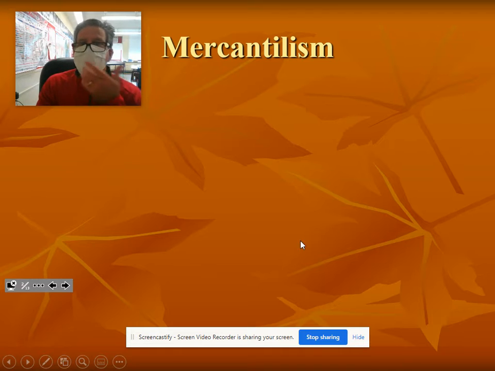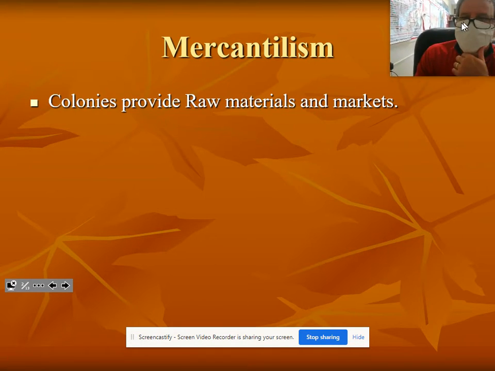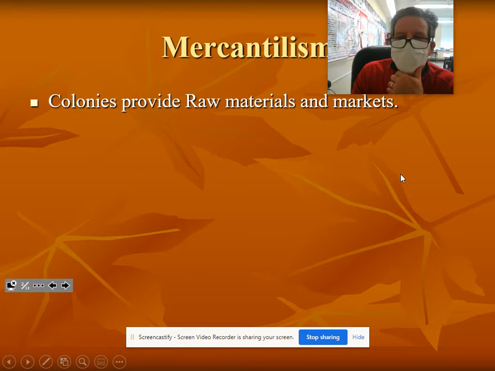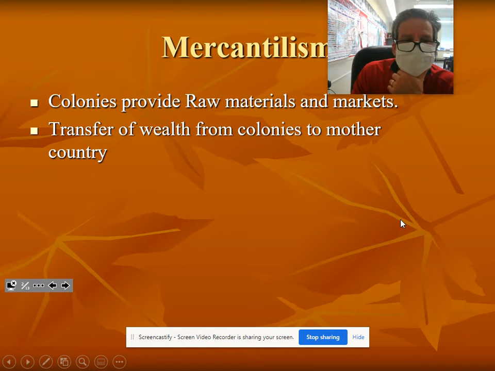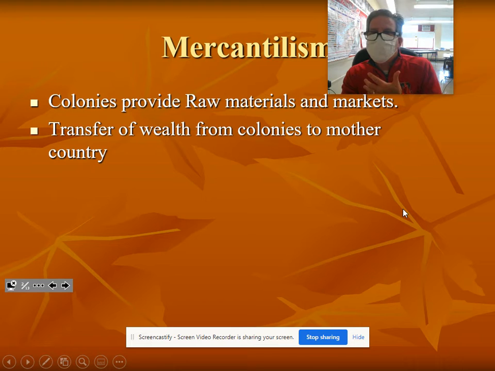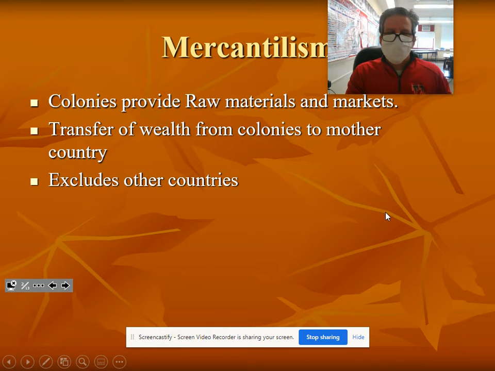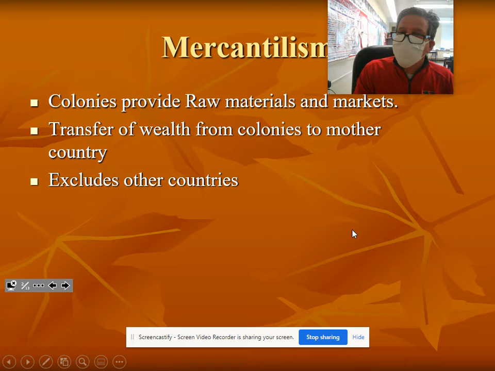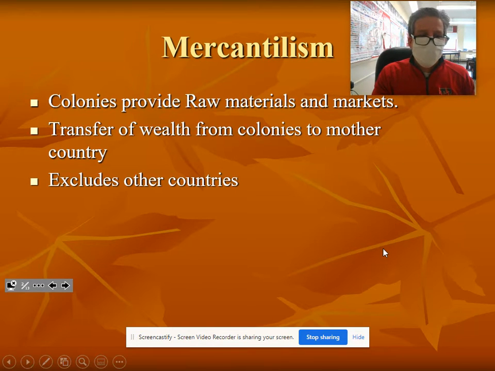So when we look at history and we talk about mercantilism, which is something you guys probably learned about in world history, I'm going to do this quick. This is going to be a quick one today. We talk about how colonies provided raw materials and markets for the mother country, that we see a transfer of wealth from the colonies to the mother country. We also talk about free trade. We also see limited trading opportunities for the colonies. The colonies have to trade with the mother country, for example.